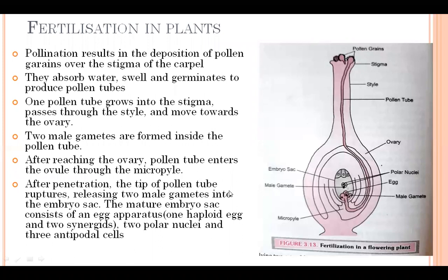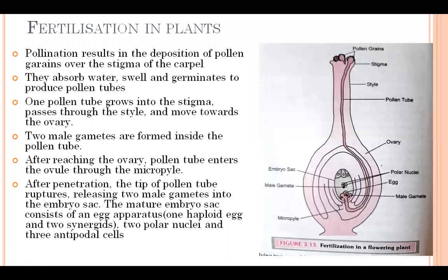Okay, so what is the function? I'll tell you. After reaching the ovary, the pollen tube enters the ovule through the micropyle, meaning through the base. After penetration, that is, when the pollen tube pierces and breaks the membrane of the embryo sac and enters it, that is called penetration. When this penetration takes place, the tip of the pollen tube ruptures. I told you, when it enters the embryo sac, it ruptures and releases two male gametes into the embryo sac.